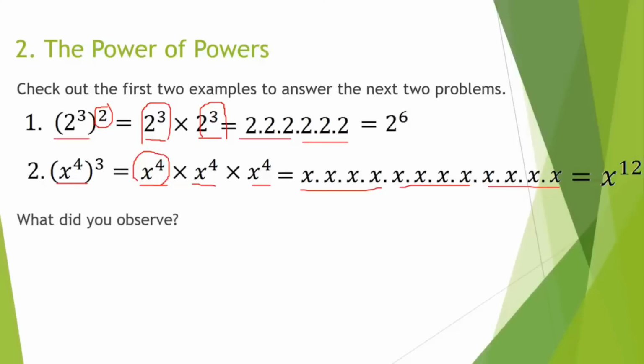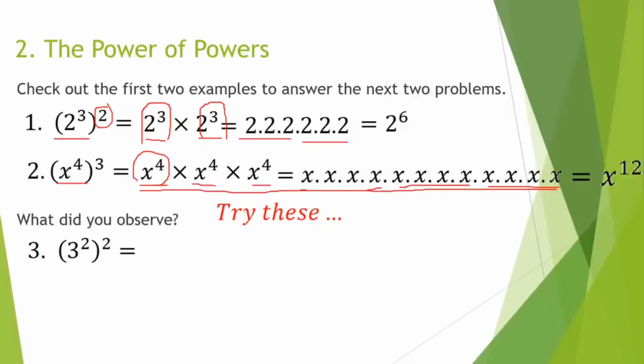By now, I know that you have an observation. So do you think there is a way that we can answer example 3, 3 squared, the quantity squared? Again, 3 squared, the quantity squared. So instead of going over this long process, based on your observation, is there a way that we can answer it right away?